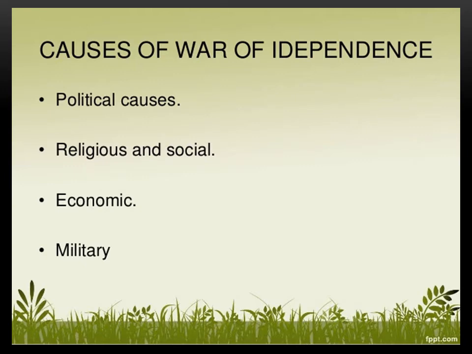The causes of the war were divided in four different ways. There were different reasons why Indians stood against the British government. In different areas there were different reasons that people were so annoyed that they rose up against the British government. So some of the causes were political, some were religious, some were social, some economic, and some military causes.